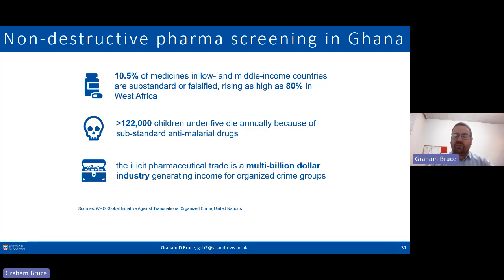About 10.5% of medicines in low and middle income countries are known to be substandard or falsified. And in West Africa, unfortunately, this can be as high as 80% by some estimates. Around about 120,000 children under the age of 5 die annually in sub-Saharan Africa due to substandard anti-malarial drugs. These are drugs that are shipped into the country claiming to be a certain strength and unfortunately are much lower strength. And this industry of providing illicit pharmaceuticals is generating massive profits for organized crime gangs.